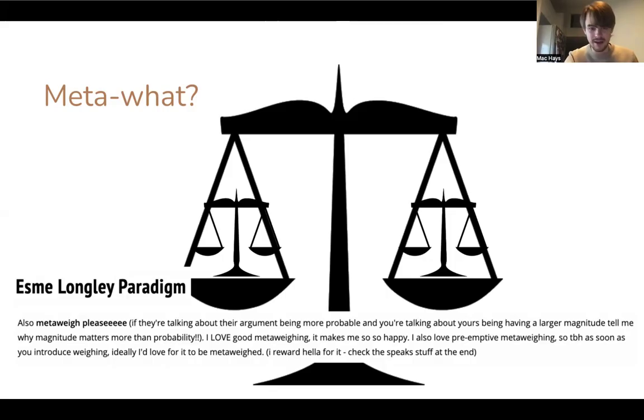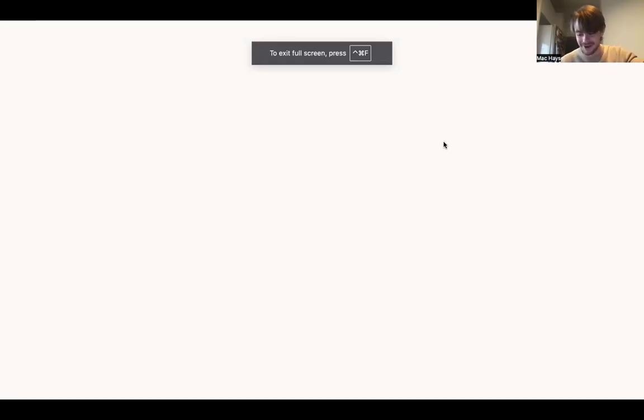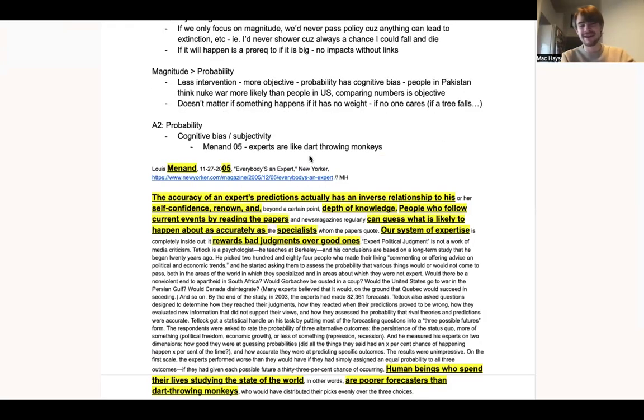And I have since turned over a new leaf. I don't like meta weighing anymore, sort of for the same reasons that I don't like the generic weighing mechanisms that I listed out earlier. So let's explain meta weighing a little bit first, and then I'll explain why I don't like it. So this is what meta weighing looks like.